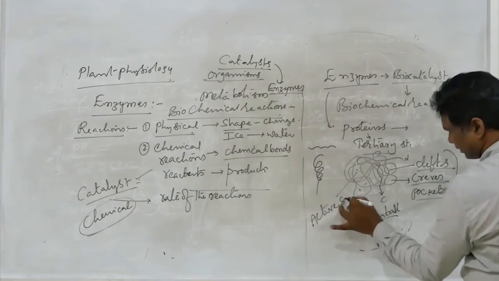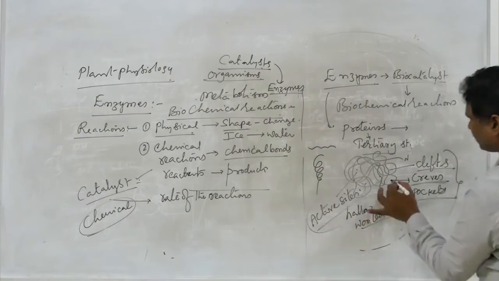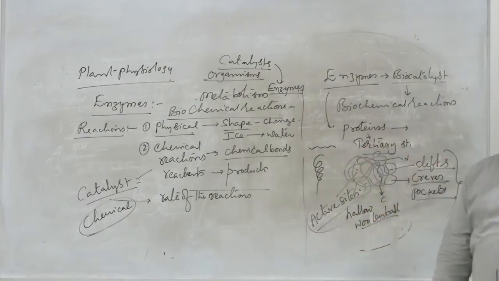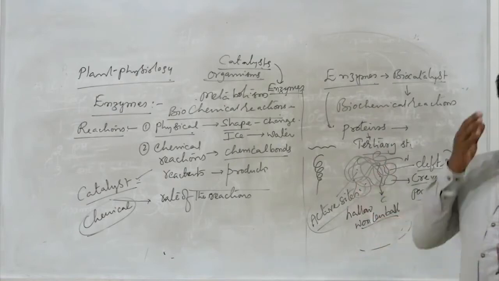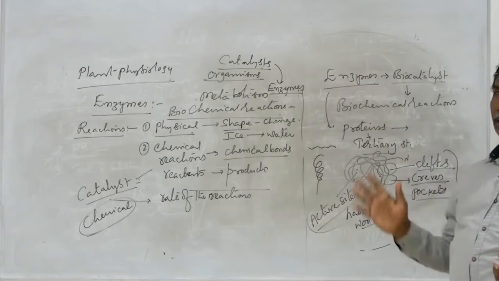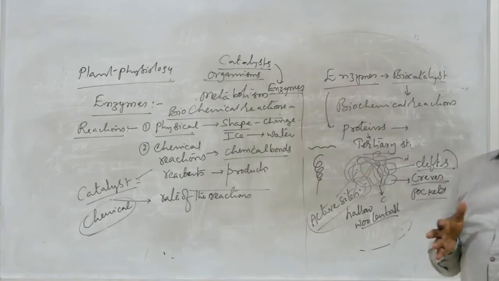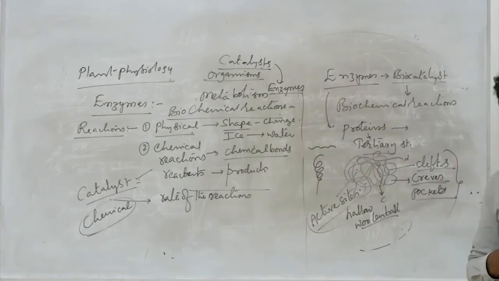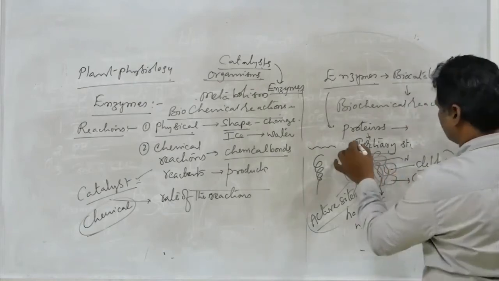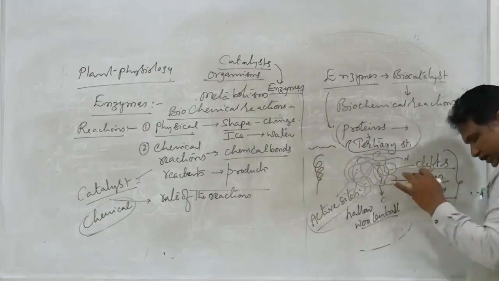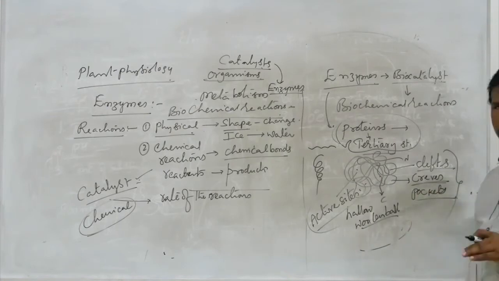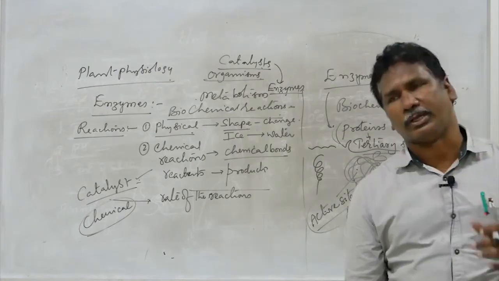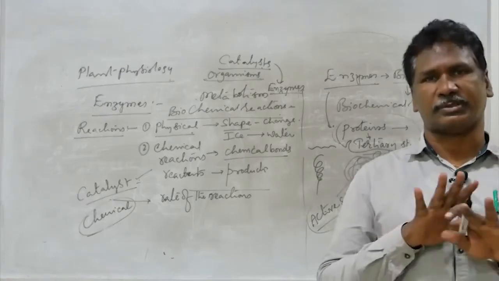Due to the presence of those active sites, especially in the tertiary structure of the protein, they acquire catalytic property. So those protein enzymes are nothing but proteins having special active sites and catalytic property. Such tertiary structures of the protein act as enzymes. Not all proteins act as enzymes.